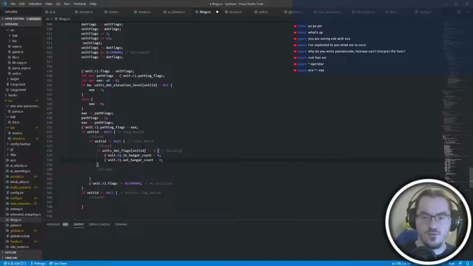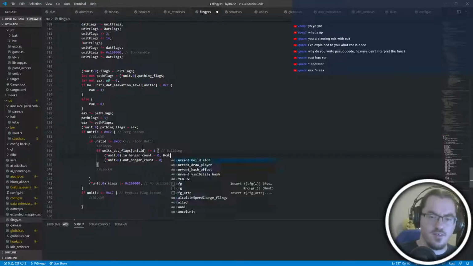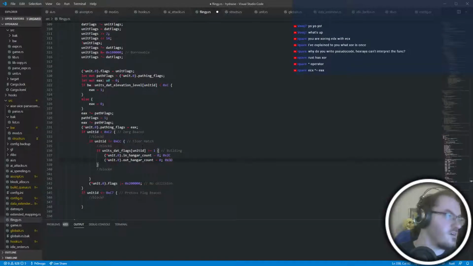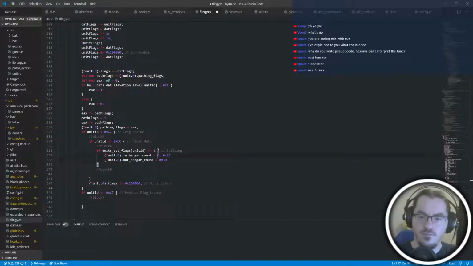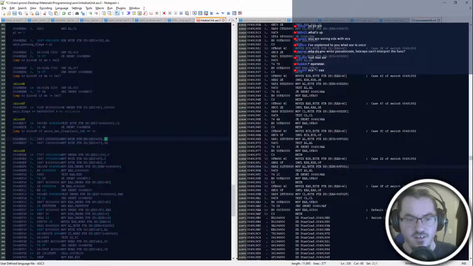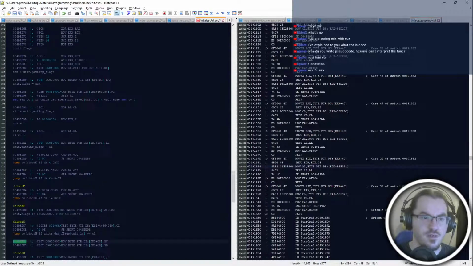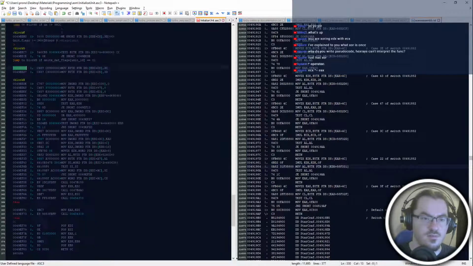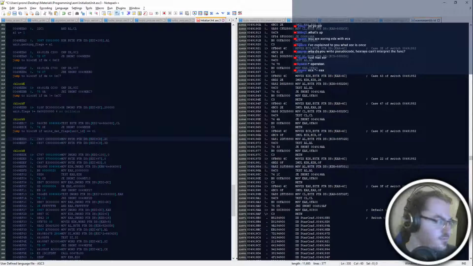Oh, it's 2C. But then we have 0x2C being used, right? And 0x3D. And there's no way that these numbers make sense for in-hanger count and out-hanger count, so... Like, is this code jumped to from anywhere? No? Then I am definitely confused.